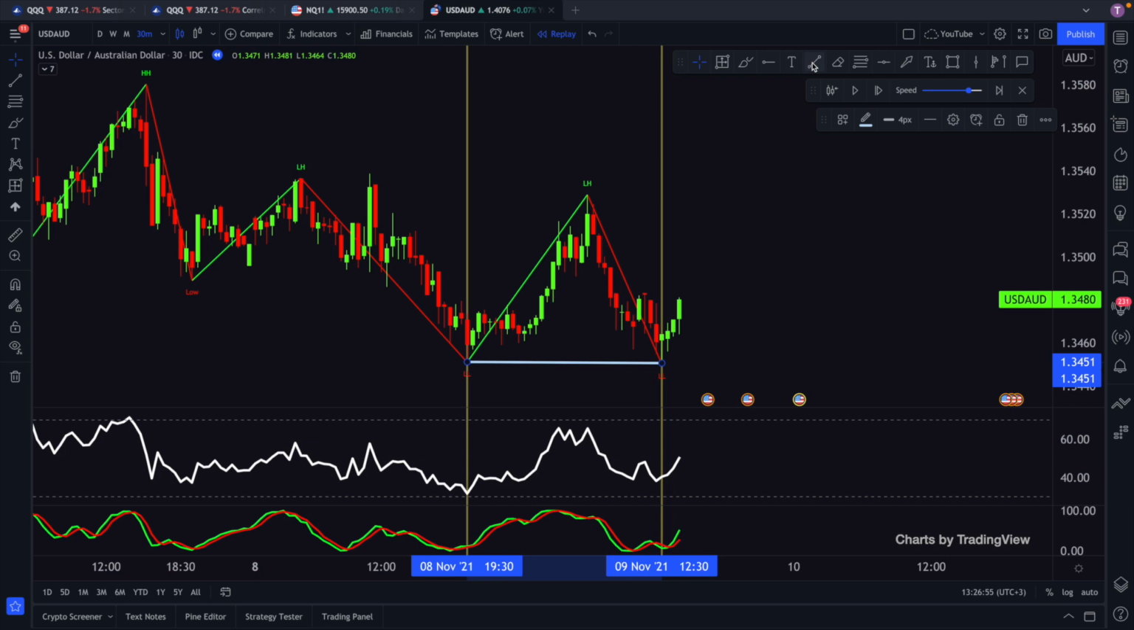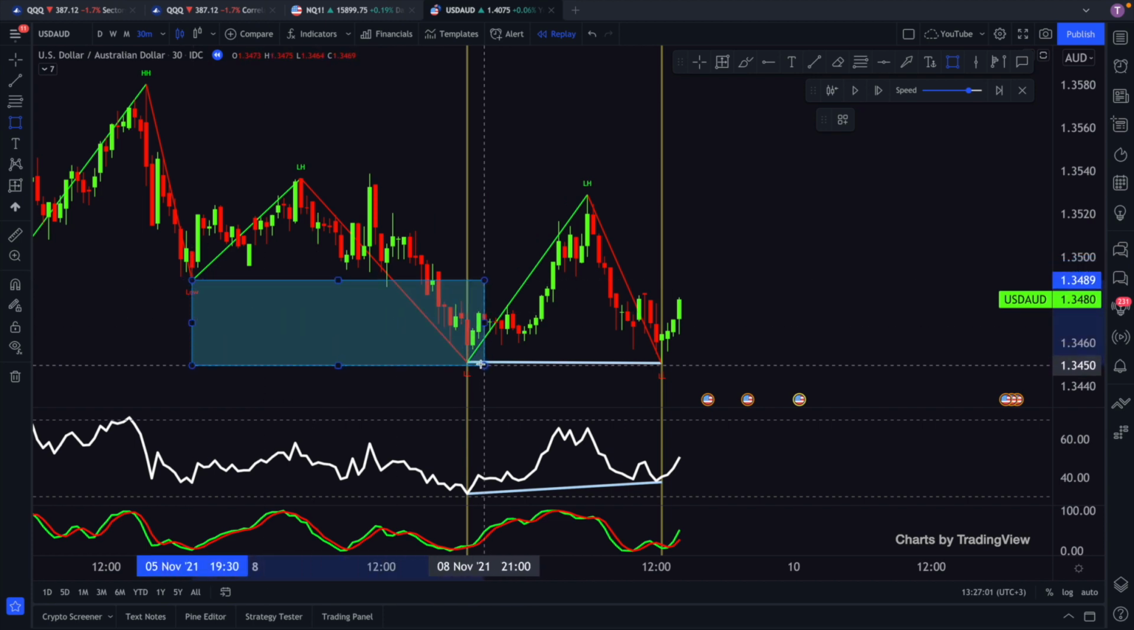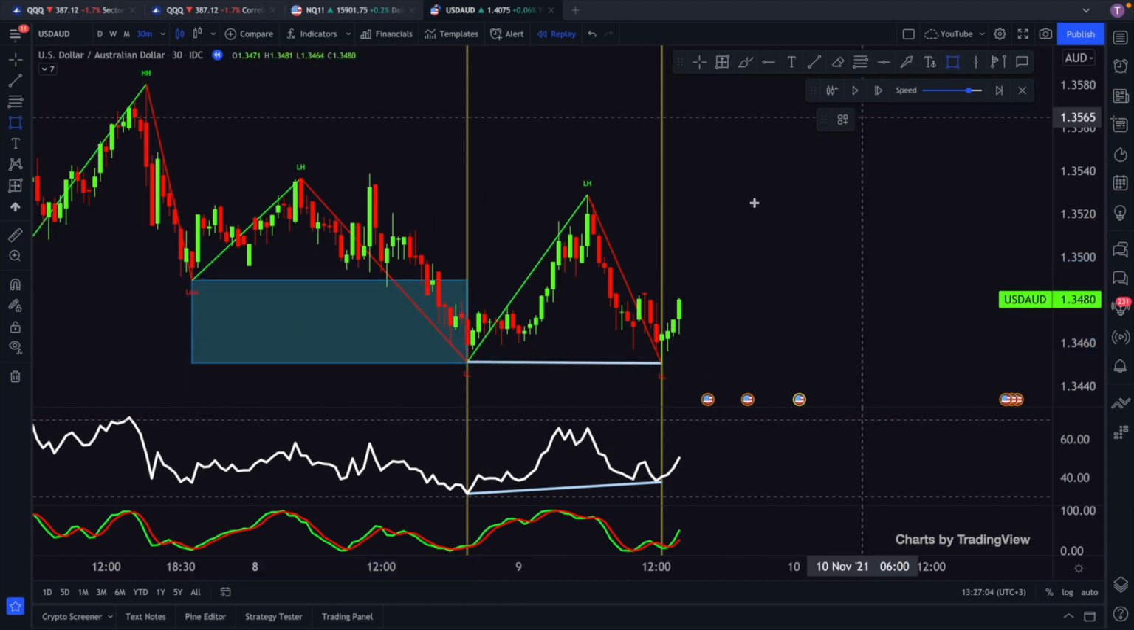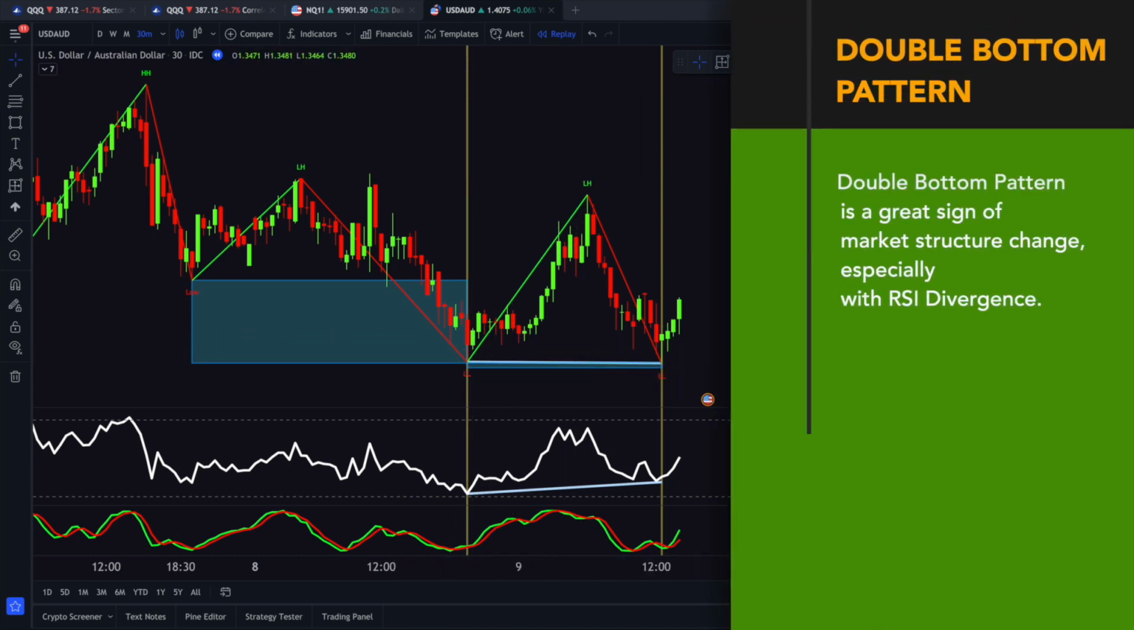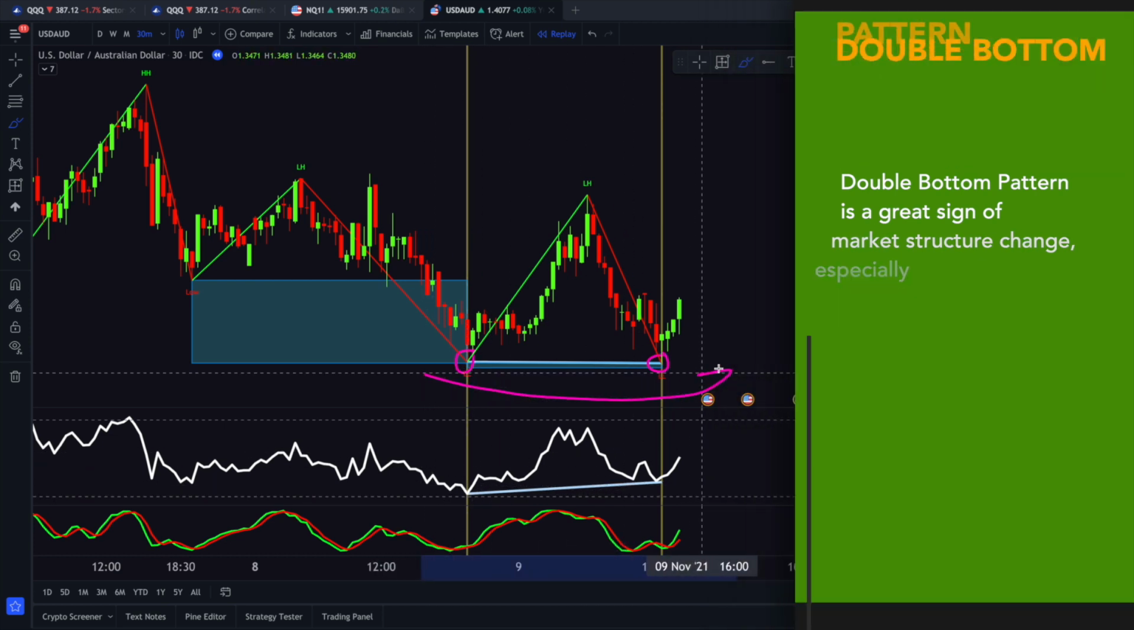I'm quickly drawing my boxes. However, this time, the second box is almost non-existent. This is also a double bottom pattern, which I'll teach you soon in other videos. Double bottoms with RSI divergence are significant market structure change signals.